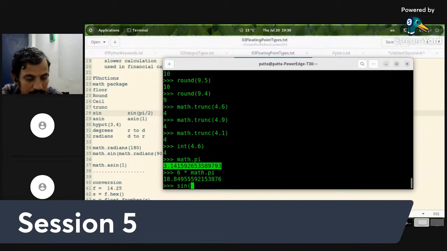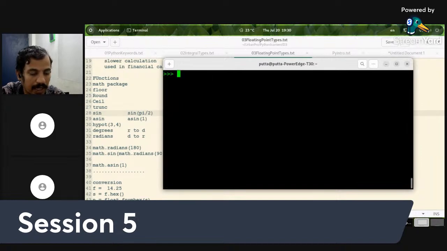1. Okay, so if I have to find out sine, I have to type math dot sin, math dot sin of math dot pi, pi also I have to extract from the math library, by 2.